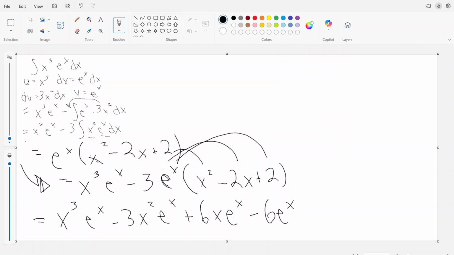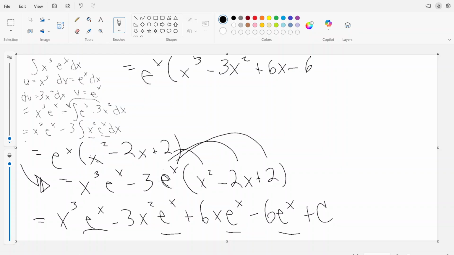Now what you notice is that each term has a common e to the x, so we can factor it out in front. Oh wait, I forgot a plus c. Whoops. Always remember your plus c. Okay, so we can factor out the e to the x in front. Then it becomes x cubed minus 3x squared plus 6x minus 6 plus c. So this is our final answer to our third exam problem.